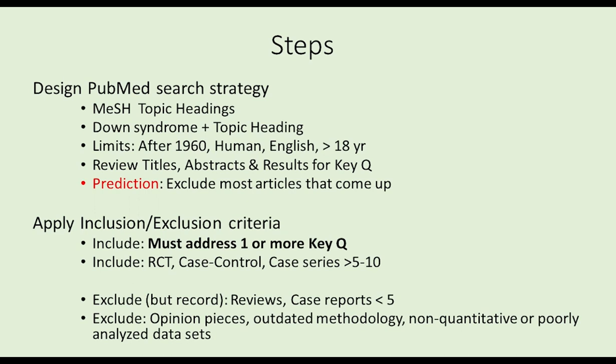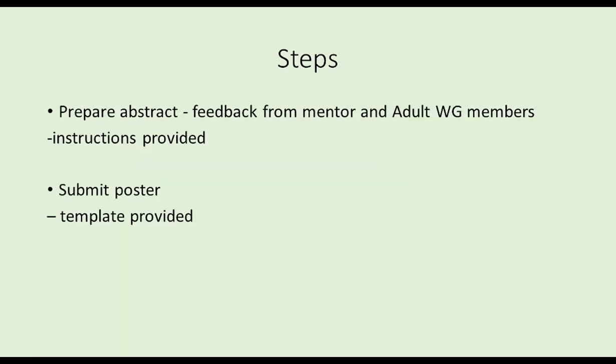Your next step is to prepare an abstract, and you can work with your mentor as well as various members of the adult work group to help put the abstract together if you like, and we will provide instructions on doing so on the DSMIG website. Once the abstract is reviewed and you're hooked up with mentors, you can work on submitting a poster. Again, templates and instructions will be available over the website.